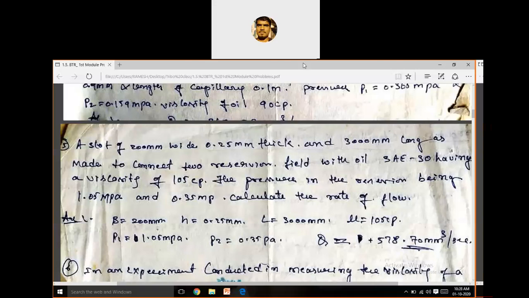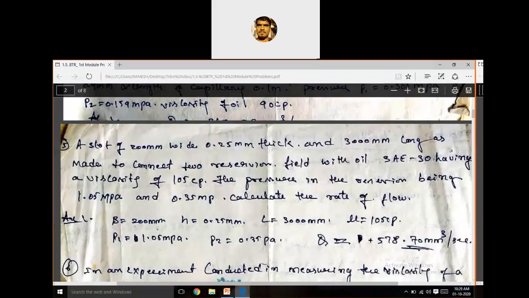Here you have to find out the Q, and they have given P1 and P2. They have not given the difference. Instead of that, they have given pressure 1 and pressure 2 of the two reservoirs, and also the viscosity in centipoise, then the length, and also the dimensions of the plate. So this problem is basically based on the parallel plate, and for that you have to use the same equation.